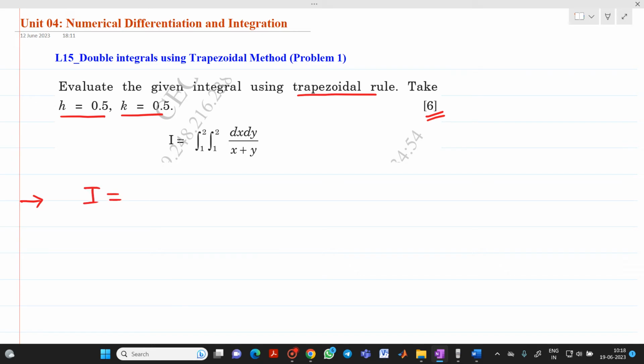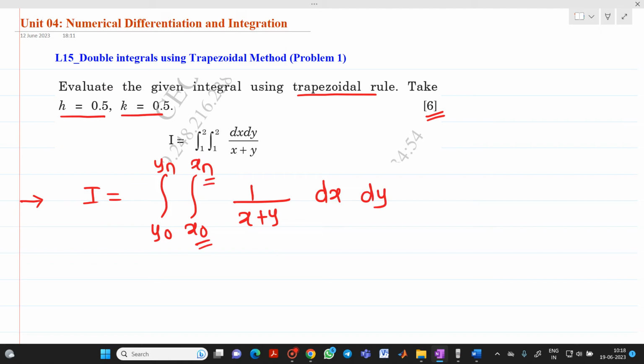I will be equal to, let me write it as, integration y0 to yn and x0 to xn of 1 upon x plus y dx dy. Why have we taken x0 and xn here? Because the first integration is of dx, so these will be the limits of x, and these two will be the limits of y.